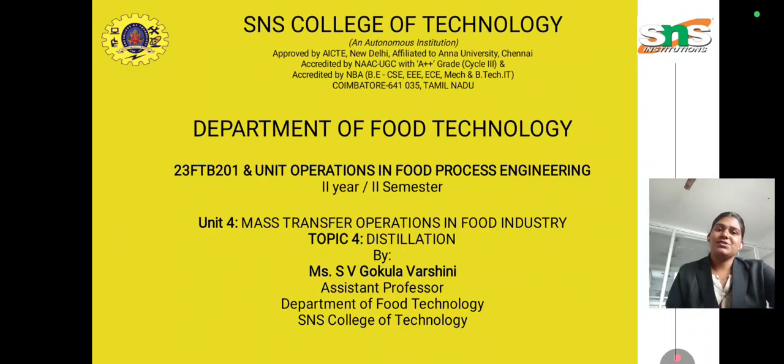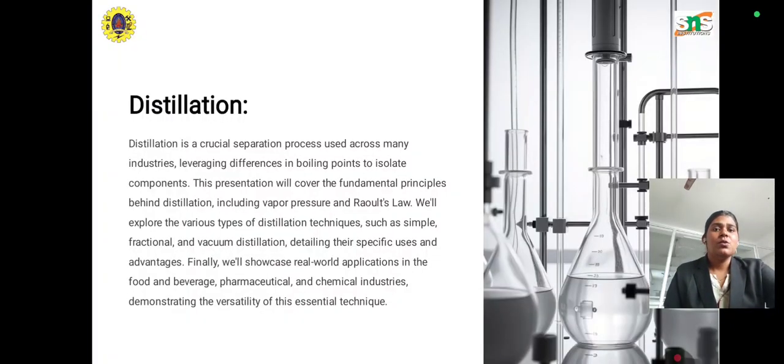So I'm taking class for the second year students and today we will learn about the mass transfer operations in the food tech industry, and we will see the subtopic of distillation in it. So first of all, what is distillation? Distillation is a crucial separation process used across many industries, leveraging differences in boiling points to isolate the components.